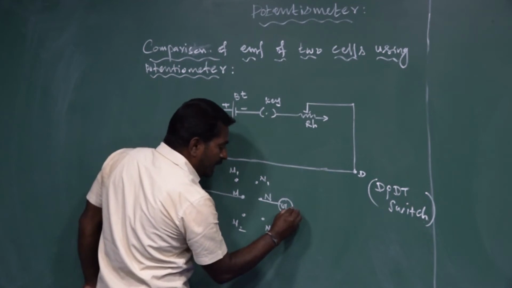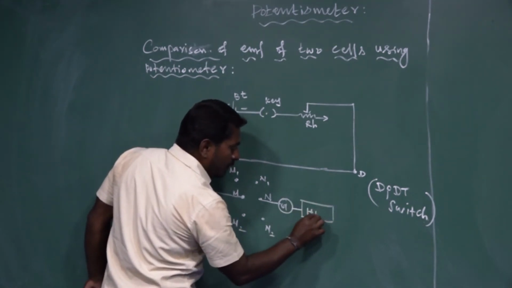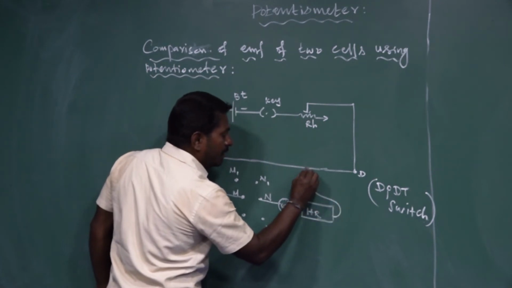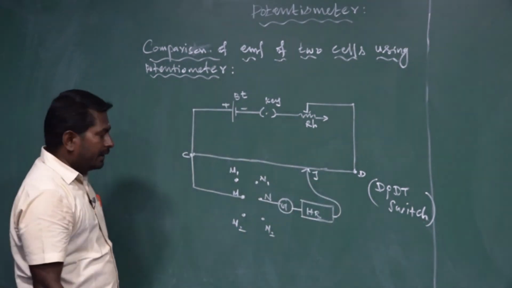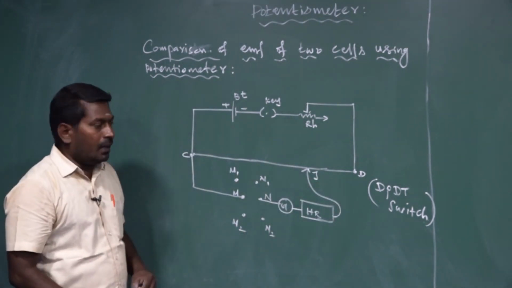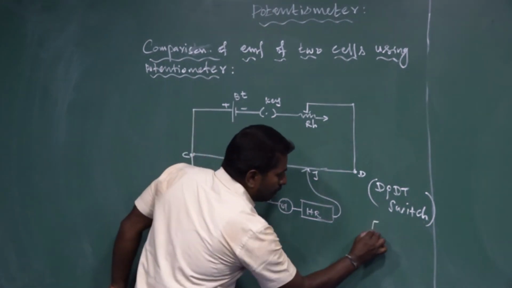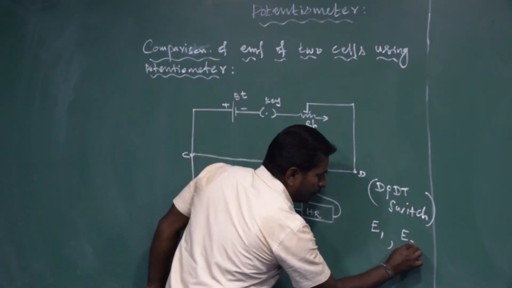Then the other end of the galvanometer is connected with the high resistance. Then the other end of the high resistance is connected with the metal jockey J. Next, take 2 primary cells. One of the primary cells has an EMF E1. The other cell has an EMF E2.